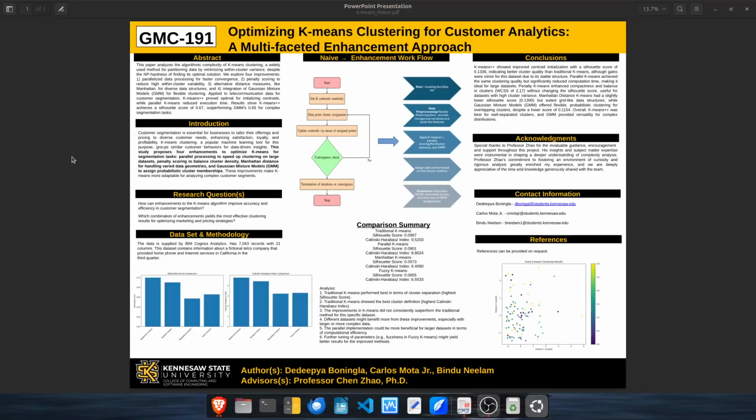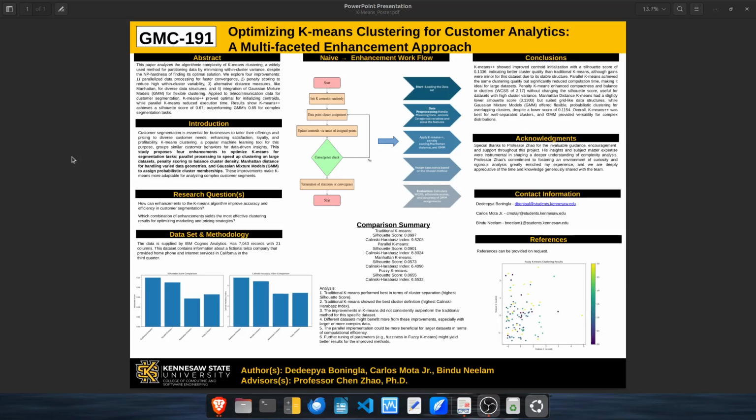Greetings everyone, my name is Carlos Mota, and along with Didipia Baningala and Bindu Neelam of Team of 3, we are CS graduate students, and this is our final project for our Advanced Algorithms class. Our project title is Optimizing K-Means Clustering for Customer Analytics, a multifaceted approach.